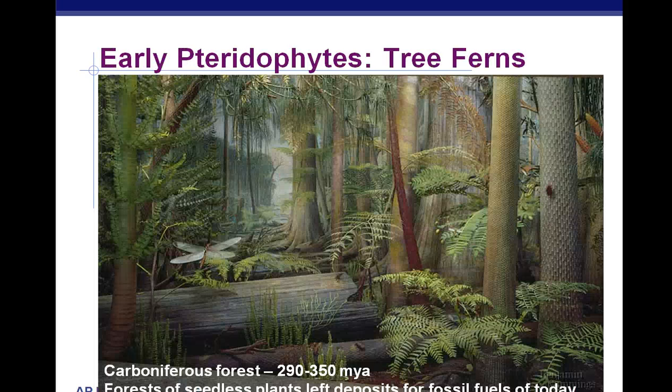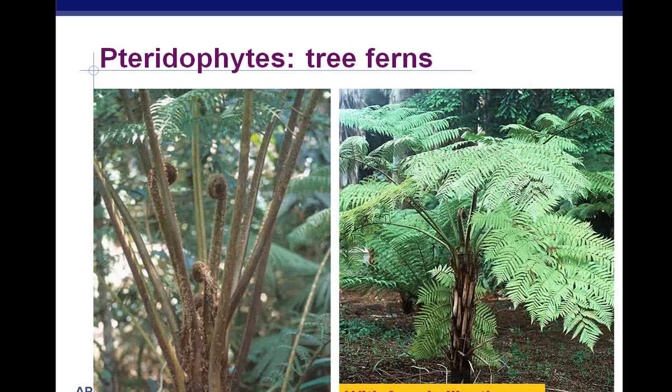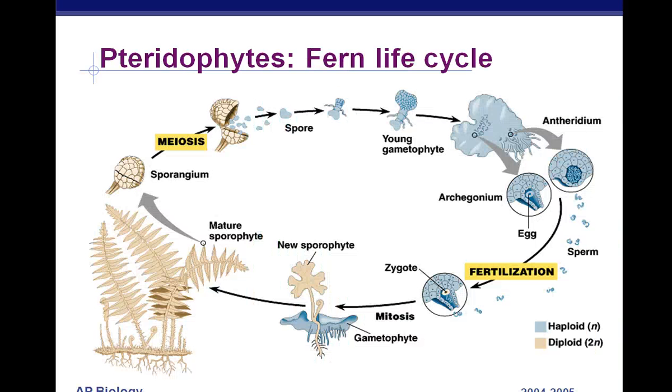Here we have a lot of tridophytes during the ancient forests of early dinosaur times, and even before that, a lot of our fossil fuels come from today. Here we have some modern tridophytes, ferns. And here's the tridophyte life cycle.